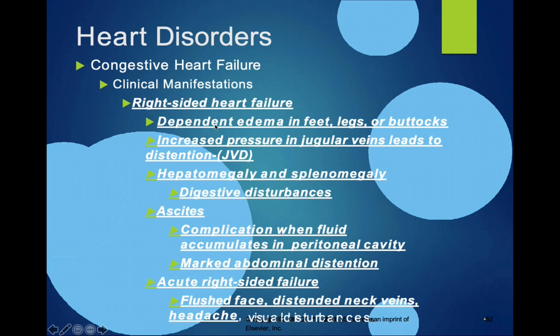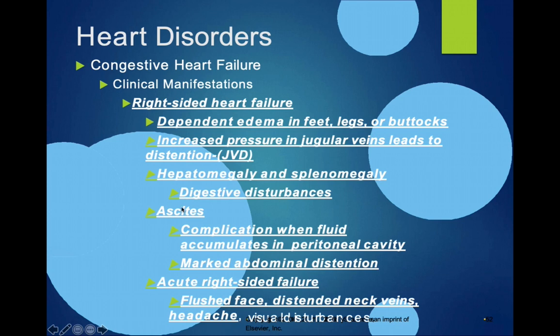This one is dependent edema in the feet, legs, and buttocks, right? So you're going to get fluid in the extremities. Increased pressure in the jugular veins, which leads to distension. So you get jugular vein distension, JVD. You're going to get fluid buildup in all the organs. The liver is going to be enlarged. The spleen will be enlarged. You have hepatomegaly, splenomegaly. You have digestive disturbances.